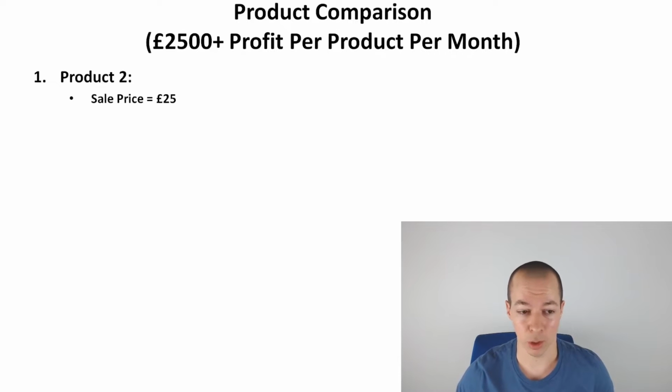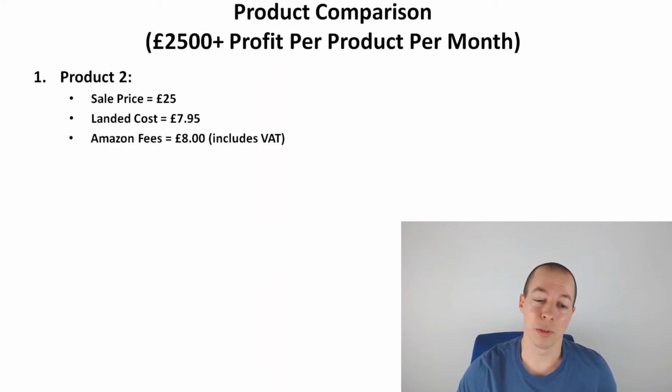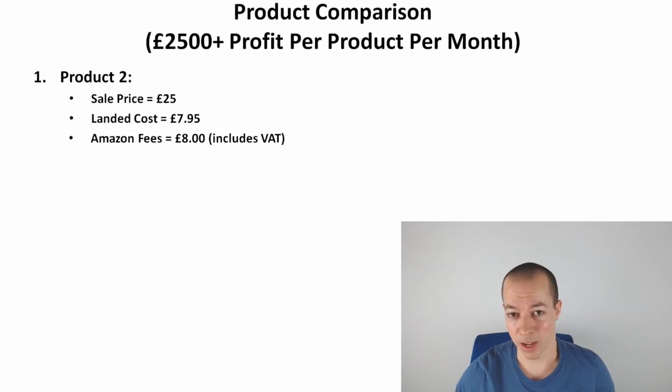So I'm roughly selling at the £25 price point. My landed cost to Amazon, which includes shipping, insurance on the shipping, customs, VAT, all of that, is roughly £7.95. Amazon fees are around £8, and that includes the VAT. Always remember to include VAT in your Amazon fees. And the profit is roughly £9 per unit.